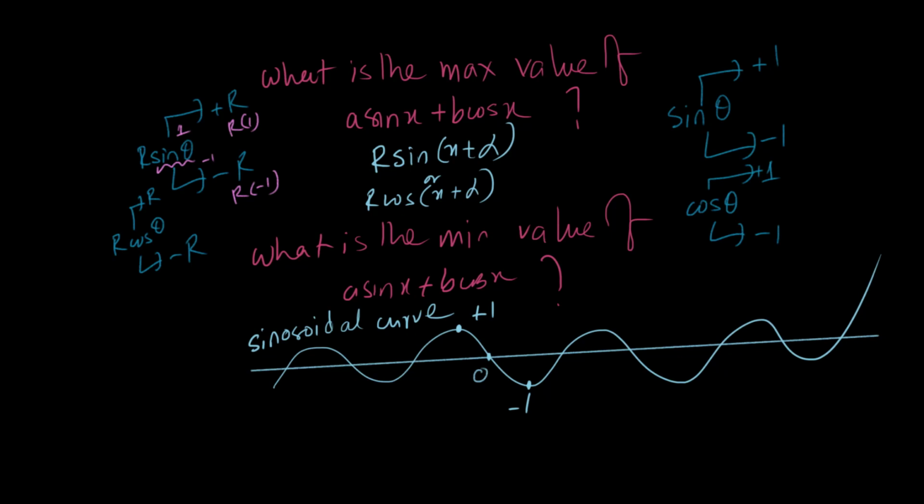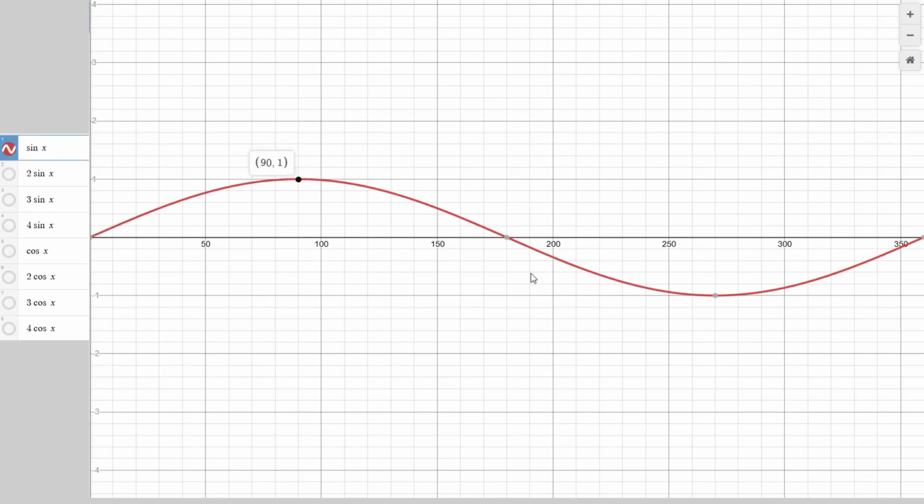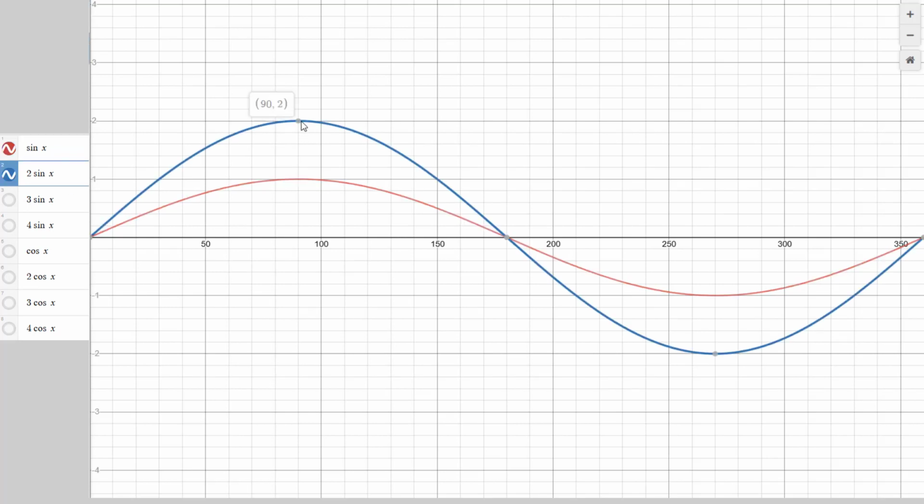So let me show you visually what this looks like. First of all, take a look at this. The range is from 0 to 360 degrees. This is sin x. You can see the maximum value here is 1, and the minimum value is minus 1. So sin x has maximum value 1, minimum value minus 1. Now if I draw 2 sin x, meaning r sin x, you will see the maximum value is 2 and the minimum value is minus 2.